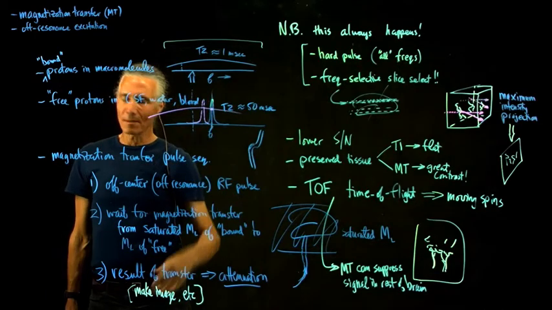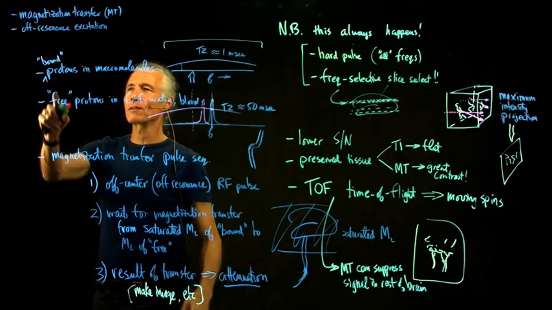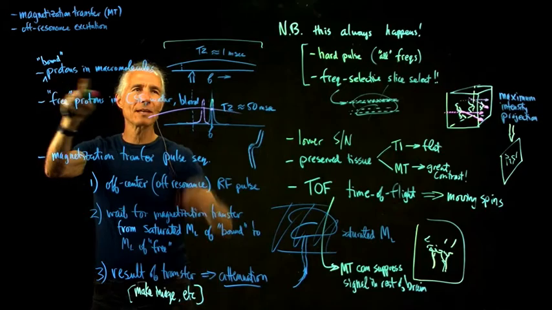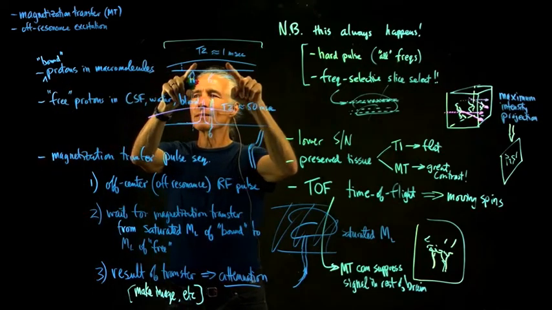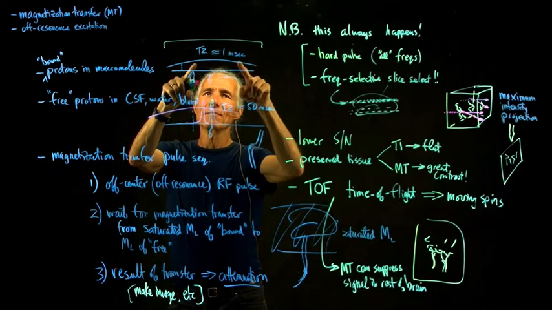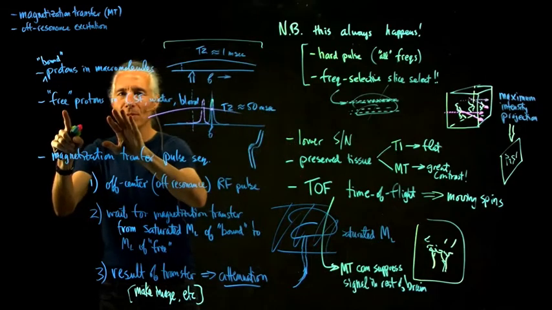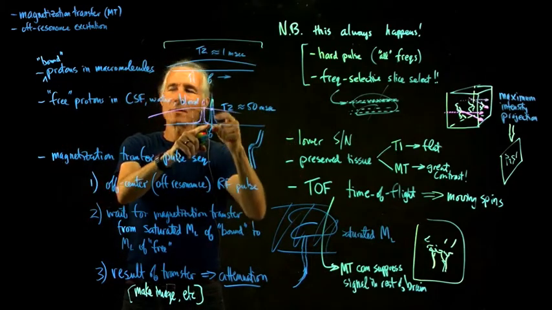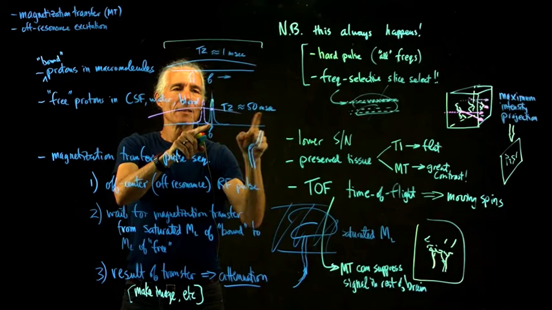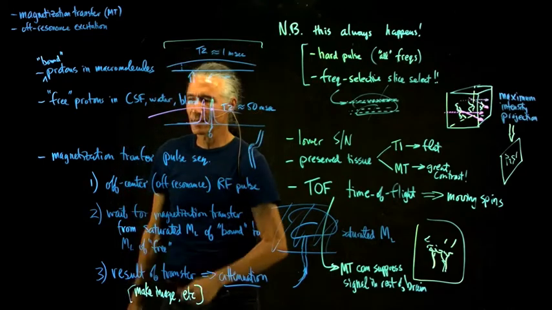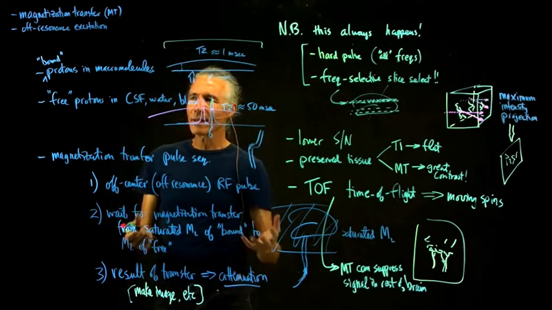Conceptually, there's more pools than this, but we can think of bound protons that have this broad resonant frequency and a very short T2, and then free protons have this sharp resonant frequency, and the T2 is much longer, like 50 milliseconds. And so what is magnetization transfer?